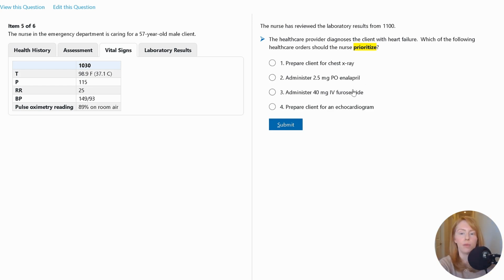So that leaves me with these two options, giving enalapril or giving furosemide. Enalapril would be to address the blood pressure, but you know, because you understand heart failure, that giving Lasix is not only going to pull the fluid off, which is our priority problem, but it's also going to have a secondary effect of lowering the blood pressure. Being IV, it's also going to work much more quickly than PO medication would. And in this case, we need to act quickly because we have a low pulse oximetry reading. So I'm going to say, yes, that is my priority action.